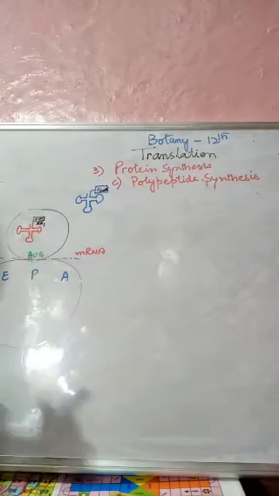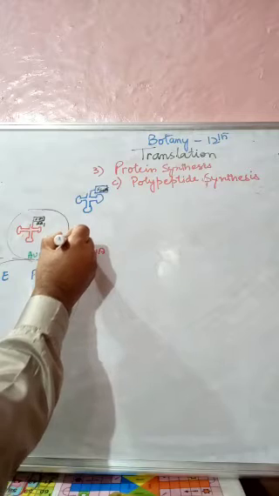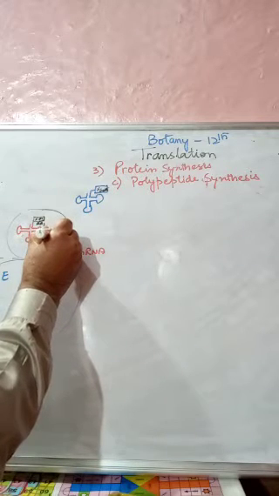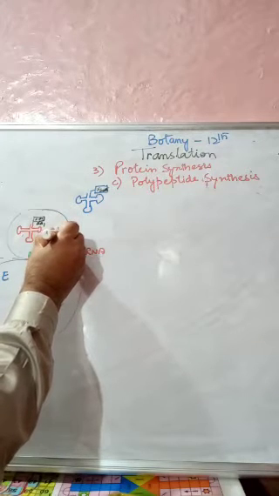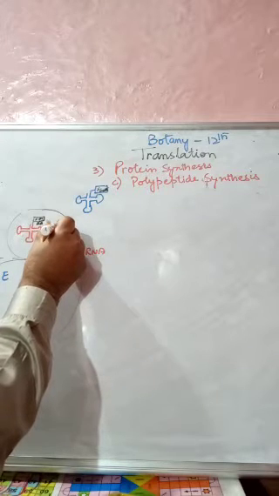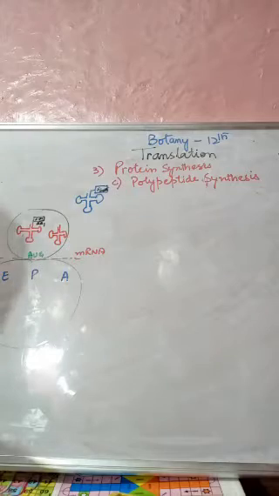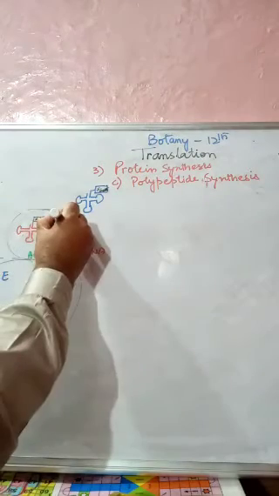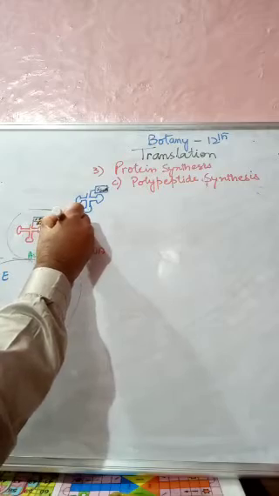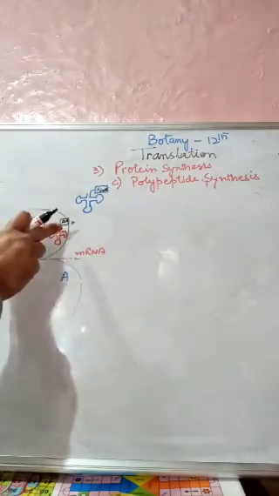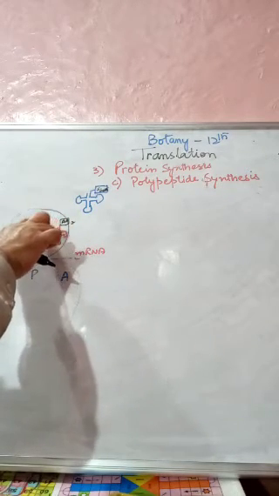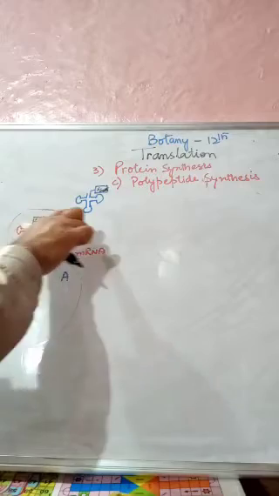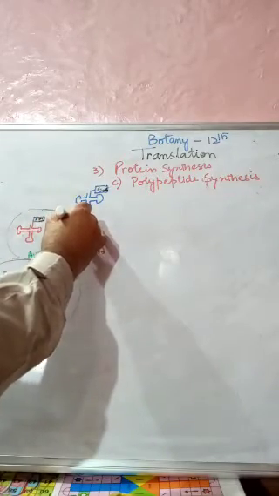So if we draw the diagram once more, like this: loop first, loop second, loop third, and this is the amino acid. We will call this amino acid second, AA2. So it comes at the A site, and soon we will see that this has got the F-Met, and we call this the amino acid A.